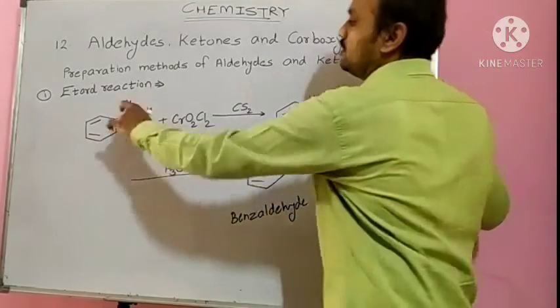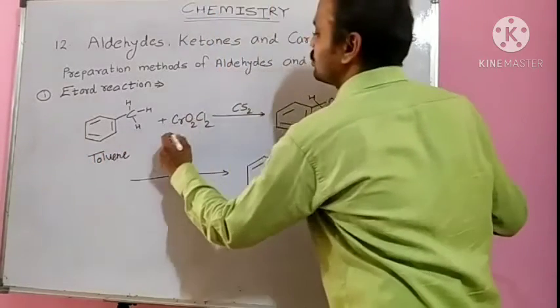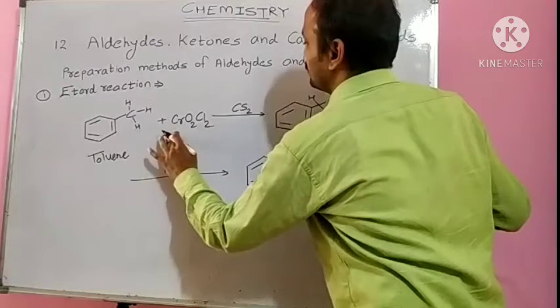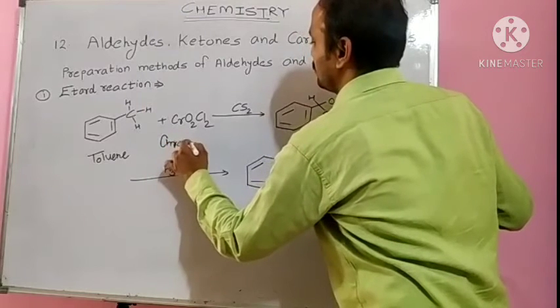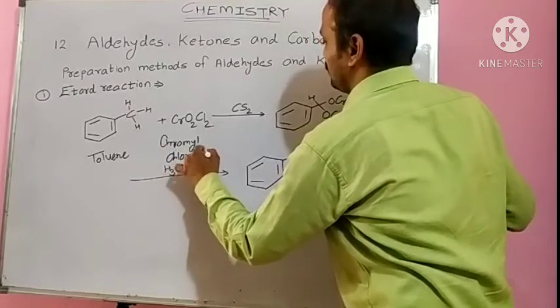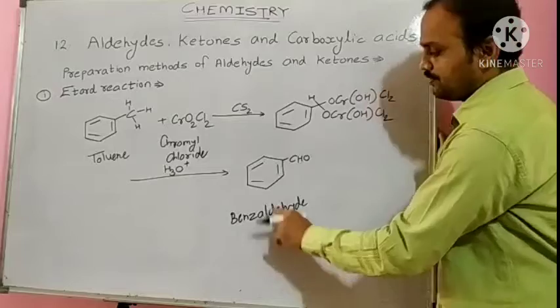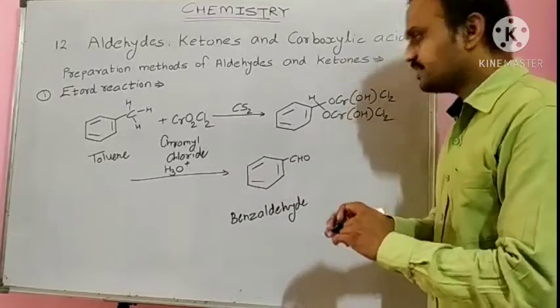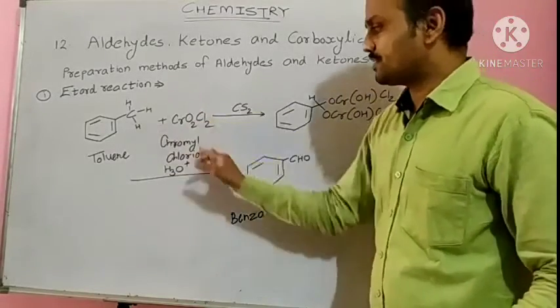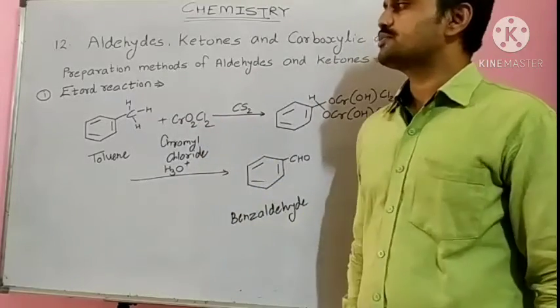The reactant is our toluene. This is your chromyl chloride. This is the chromium complex, and the final product is benzaldehyde. So the Etard reaction; a similar reaction we are going to see in the next part.